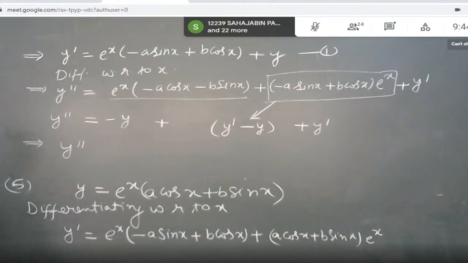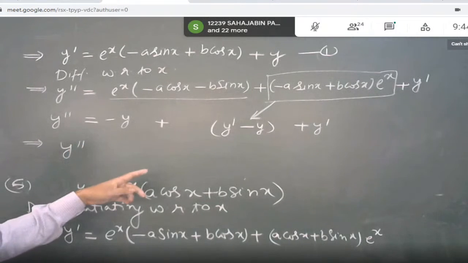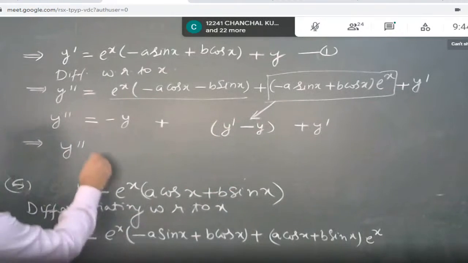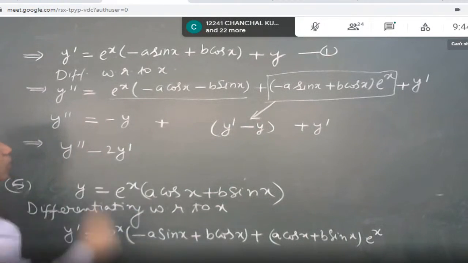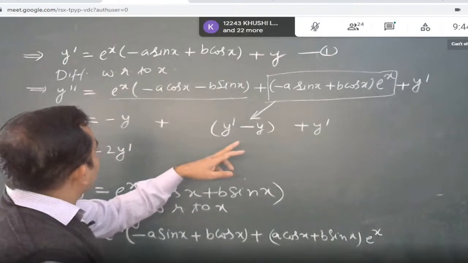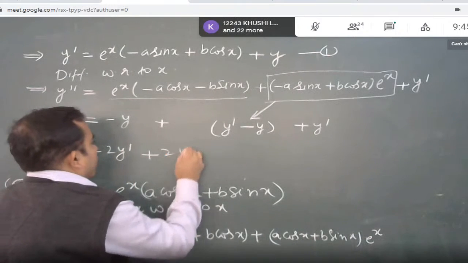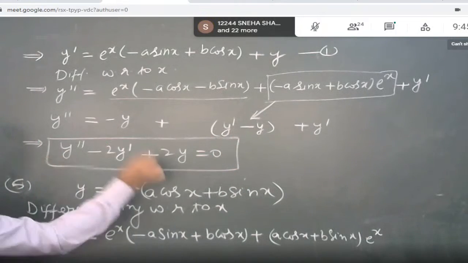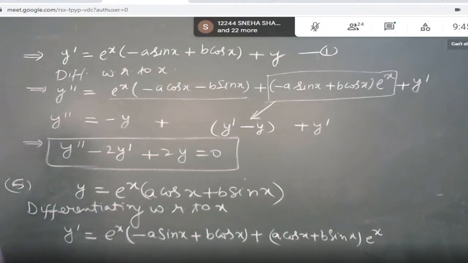It will be y double dash equals to minus y plus y dash, 2y dash. Taking left side, minus 2y dash and minus y, minus 2y, taking that side, plus 2y equals to 0. Check the answer please, and I hope this should be right. Correct. Yes.